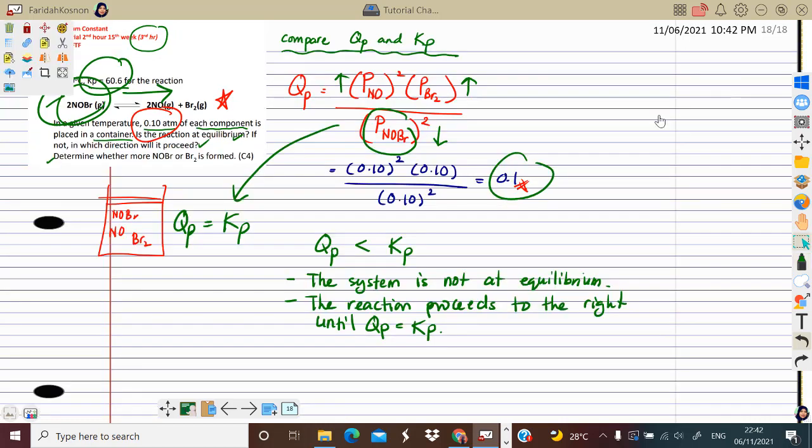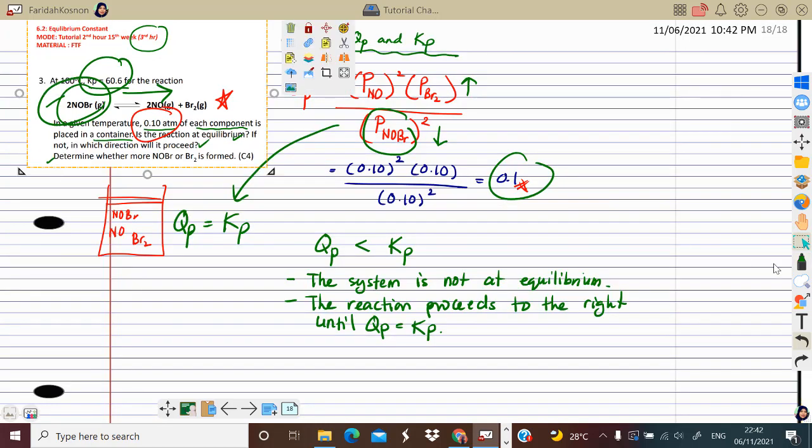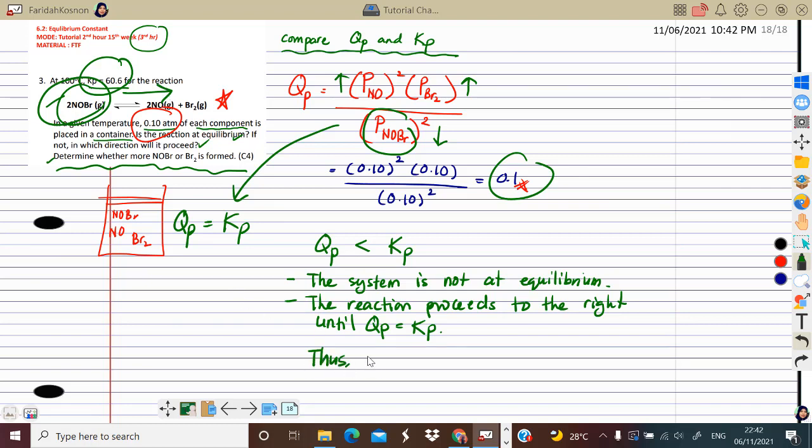Okay, seterusnya dia tanya, determine whether more NOBR or BR2 is formed. Jadi disebabkan tindak balas ini untuk mencapai keseimbangan itu, dia cenderung untuk proceed to the right. Jadi apa yang akan terhasil? Yang lebih banyak terhasil, dia bagi pilihan kat situ. So, thus, more BR2 will be formed. Okay.